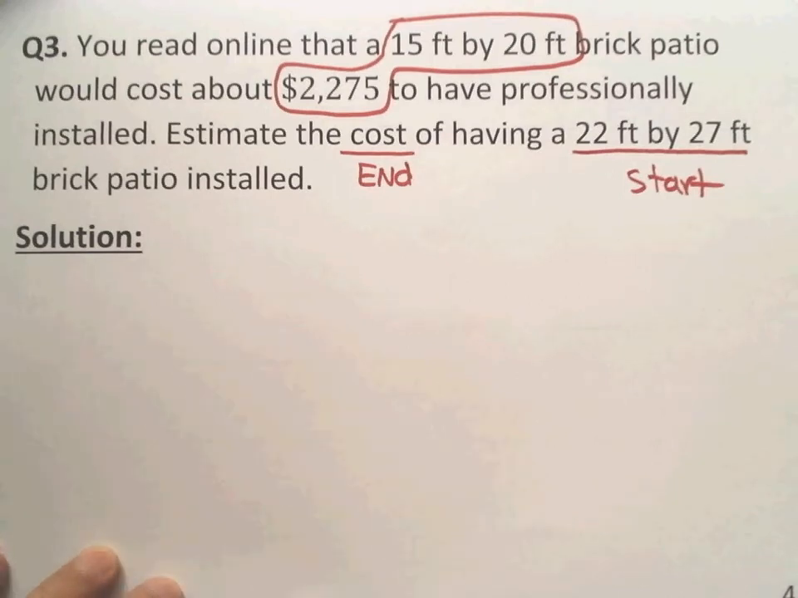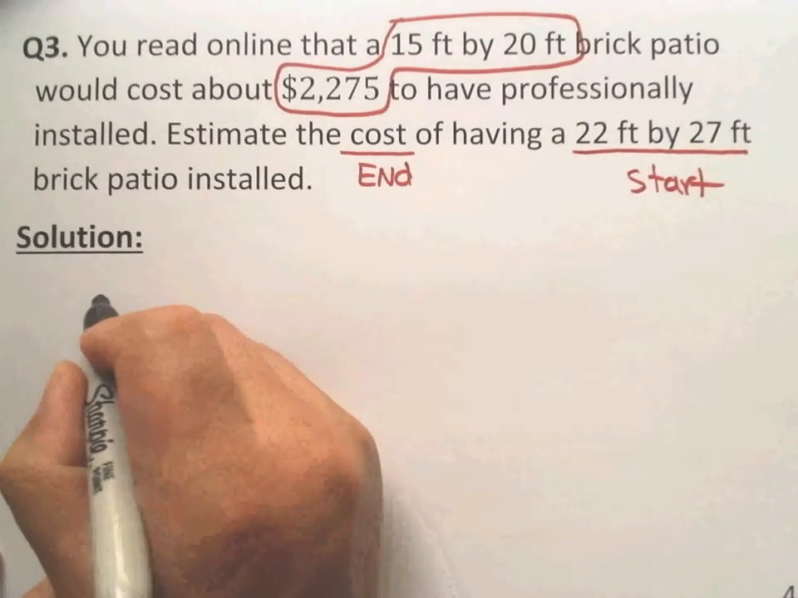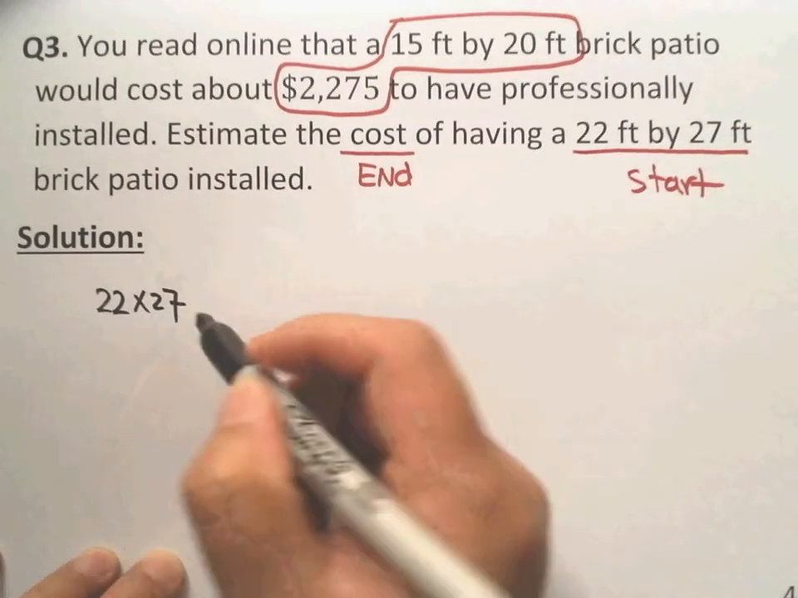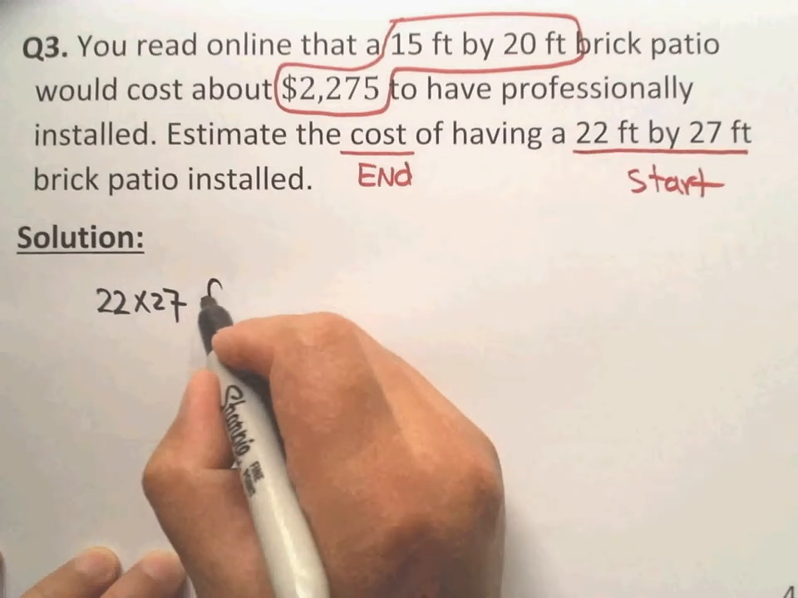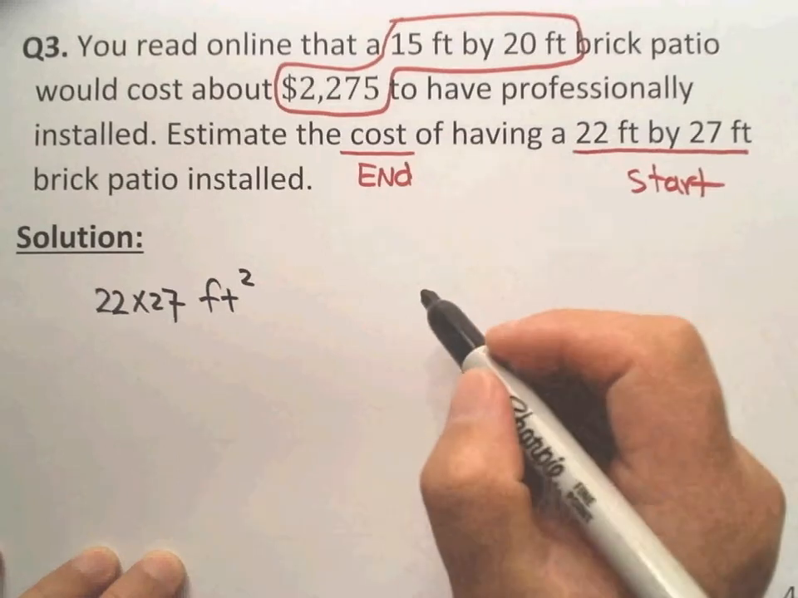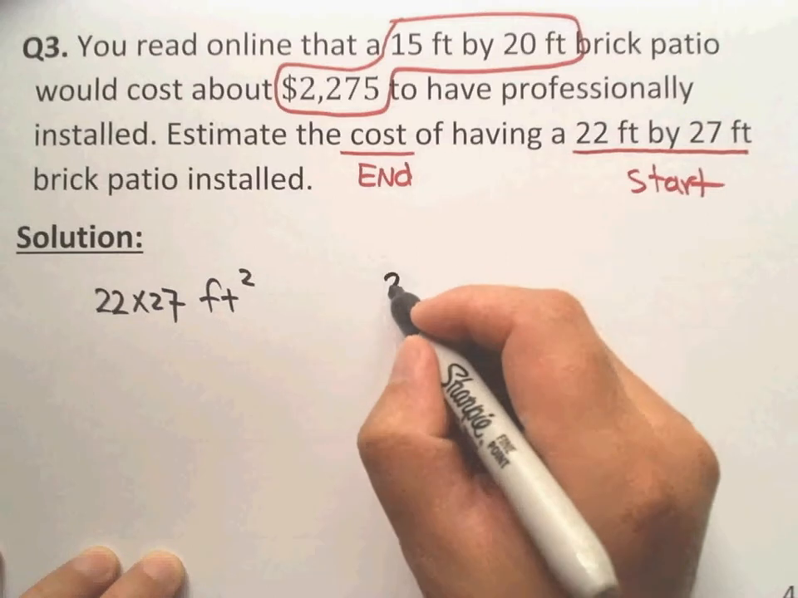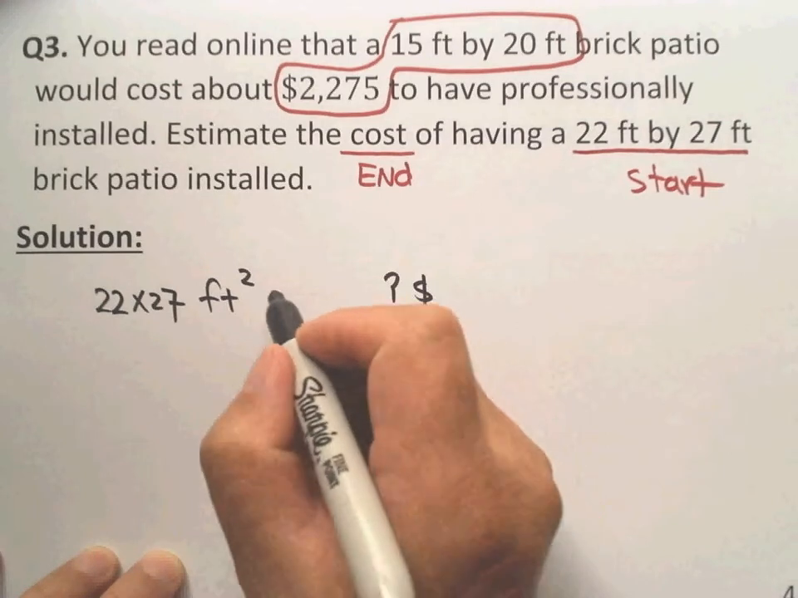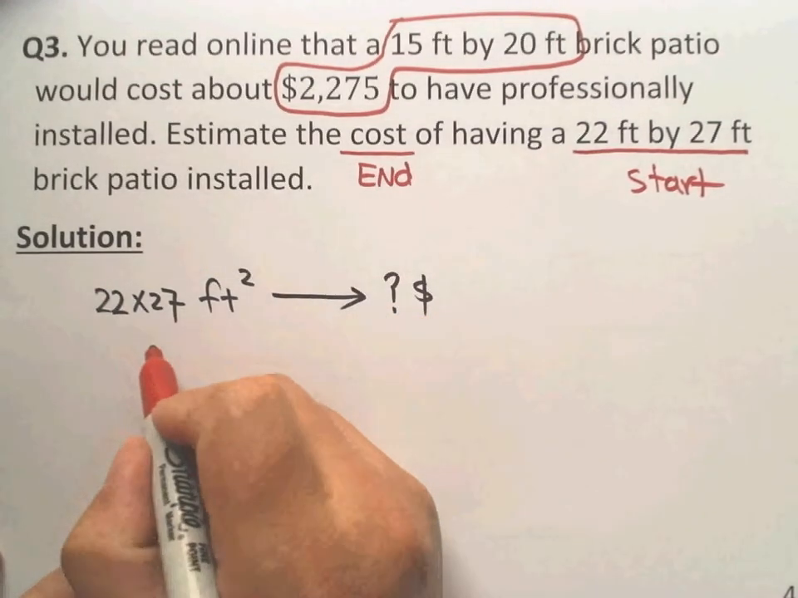Now let me do this. We draw an easy diagram where we start from here, which is 22 by 27 feet by feet. We usually write square feet, right? So we write square feet. And then where is the end? The end is how many US dollars, so I put a question mark here. The unit is dollars, and they go from the beginning to the end.